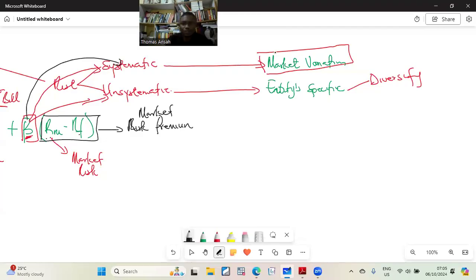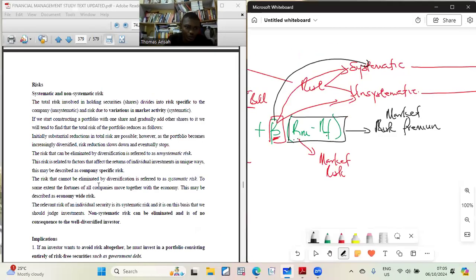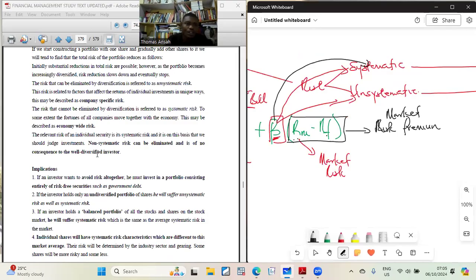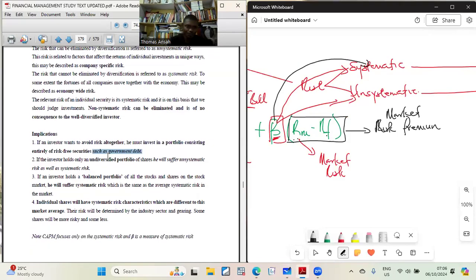So let's get some theoretical analysis now. Like I said, the beta that is there is the systematic risk. And that is the implication of the CAPM. It says that if you want to avoid risk altogether, then you must entirely invest in a risk-free security, such as government debt. Please, be careful if you're a Ghanaian, because this has its own effect. We learned this, and we suffered for it. But elsewhere, it's really safe.